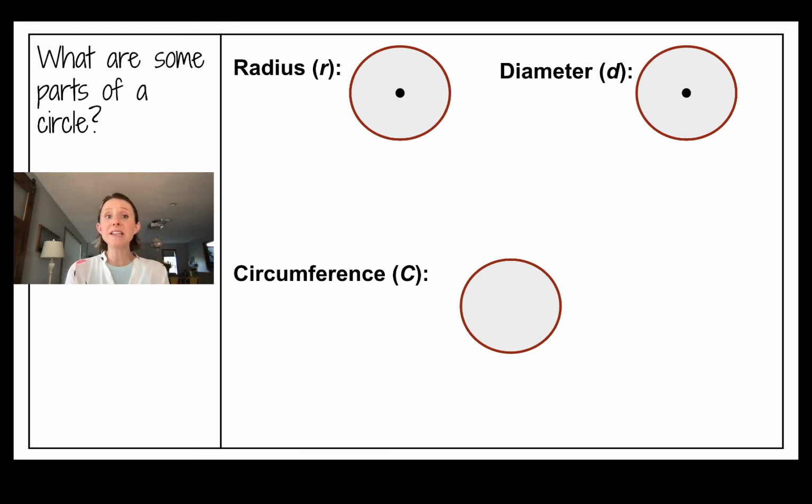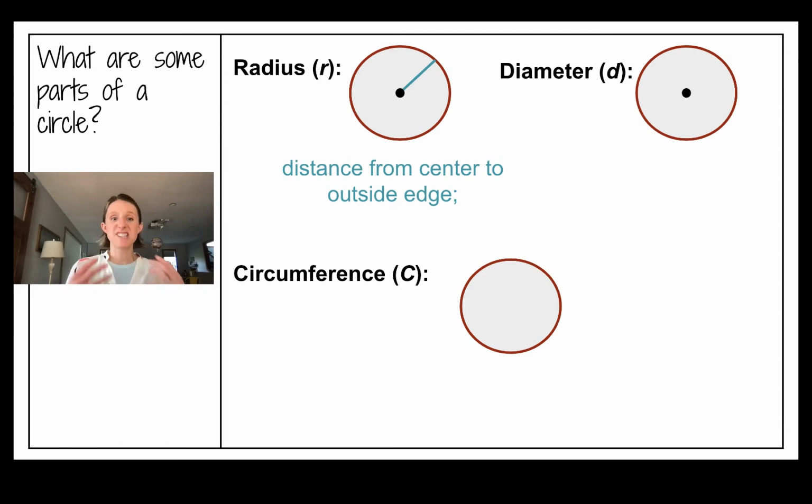We have radius, which is represented by the variable r. And radius looks like this on a circle. Go ahead and draw that. Now let's describe that with words. A radius is the distance from the center to the outside edge of a circle. So it touches the center and it touches the outside edge. As a reminder, pause the video anytime you need to finish writing.